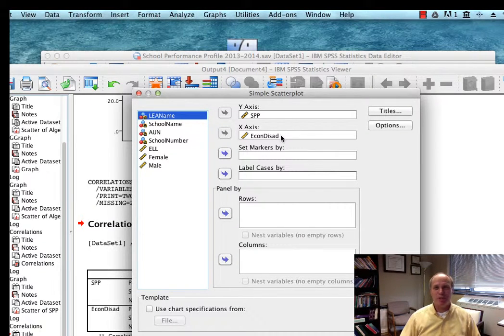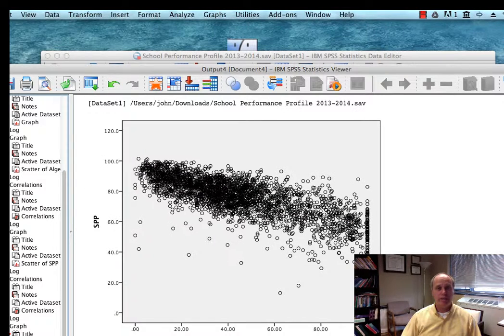Not completely arbitrary, really, as I think about it, because we could be hypothesizing, and I think it's actually true, that economically disadvantaged is a cause of the SPP profile. So if I had to make a choice, I would put economically disadvantaged on the x-axis and the output, the SPP, on the y-axis. And I get a scatter plot like this. So you should do that and then analyze whether you think that's a significant relationship and whether it fits with the short article that I gave you to read.